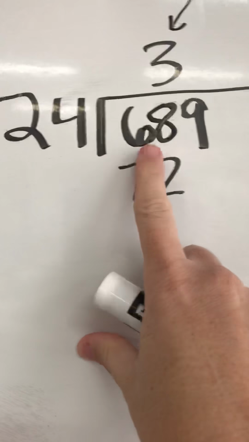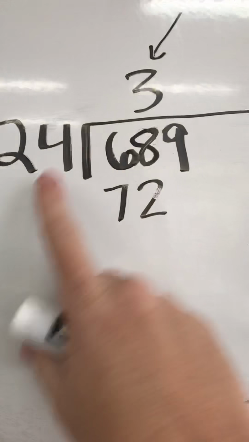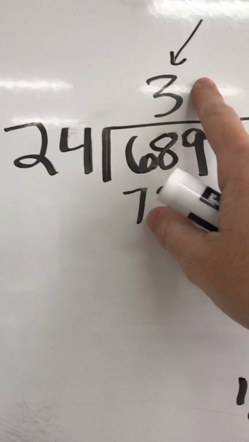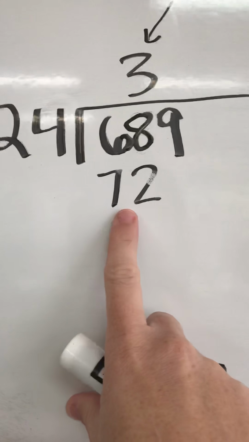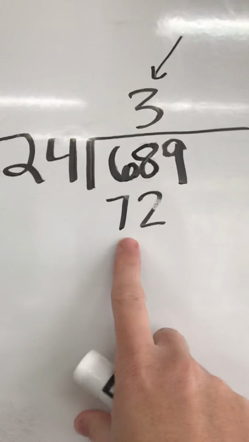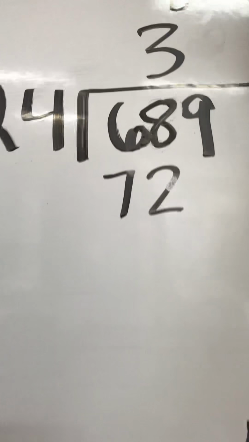So 24 can't go into 6, but it can go into 68. And they're saying, can it go in 3 times? So the kids will need to see, can it go in 3 times? And here, if they multiply it, they'll realize that it can't. It's too high. So they have to know that this is too high.